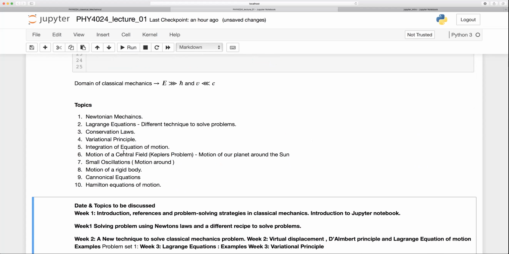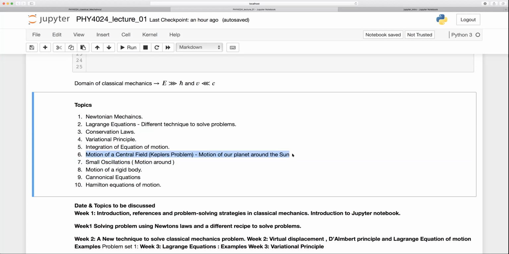And so once you have these Lagrange equations and the variational principle, we will move on to learn about Kepler's problem. We call this the motion in a central field, or Kepler's problem. In this particular section, our aim is to learn about the motion of planets around the sun. When you have two bodies moving under gravity, this is what we call the motion of a planet. So they are moving under gravity, and we will learn about those under this particular section about central forces, right?